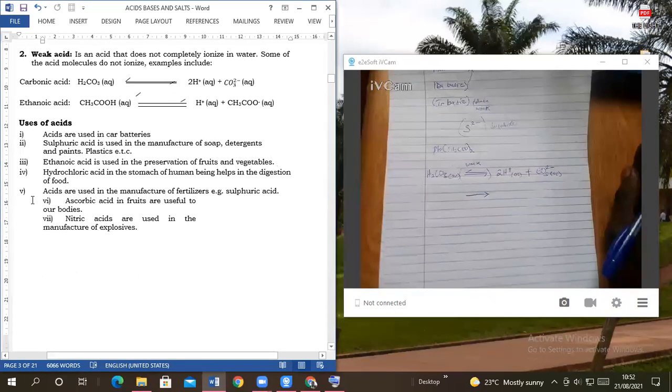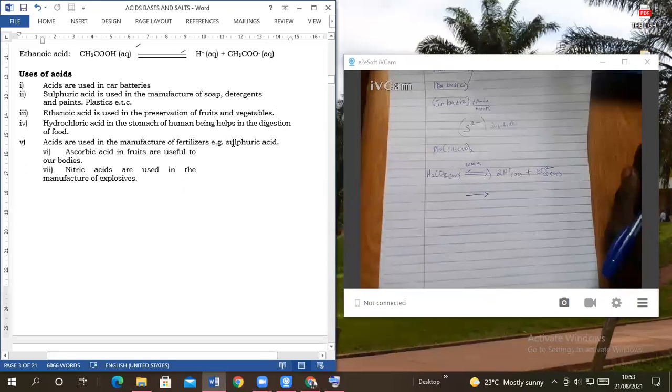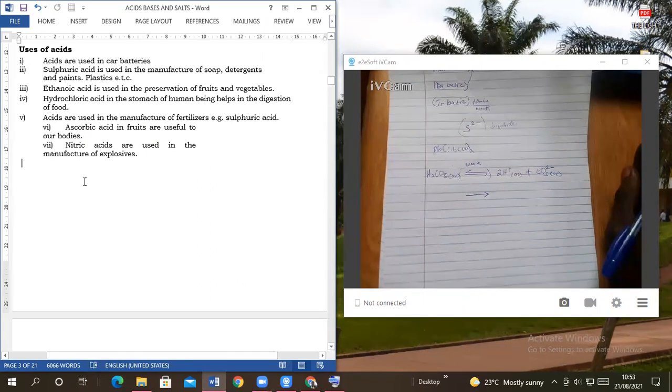Here we have acids used in the manufacture of fertilizers, most of them like ammonium sulfate. If you add ammonia to sulfuric acid, you get ammonium sulfate, which is a fertilizer. Ascorbic acid is vitamin C in the body. Nitric acid is used in the manufacture of explosives. Those bombs use these acids. That's why if you are caught by that bomb, the face will turn into a rough cast.